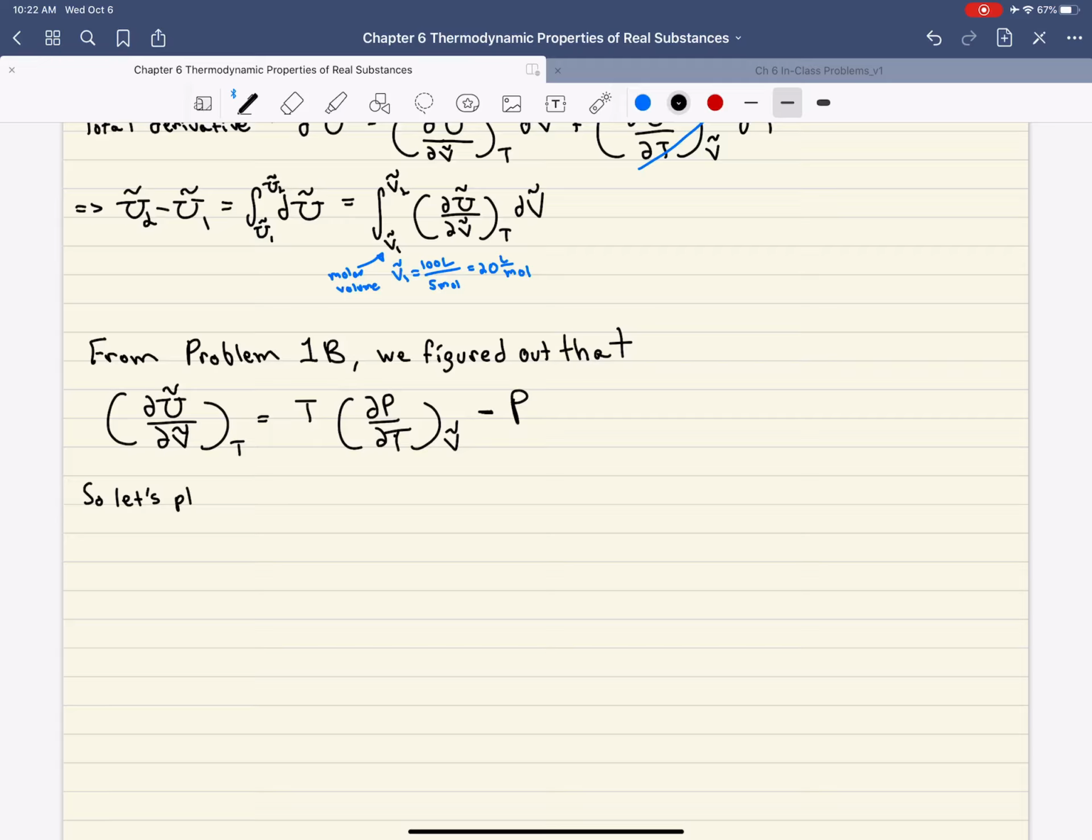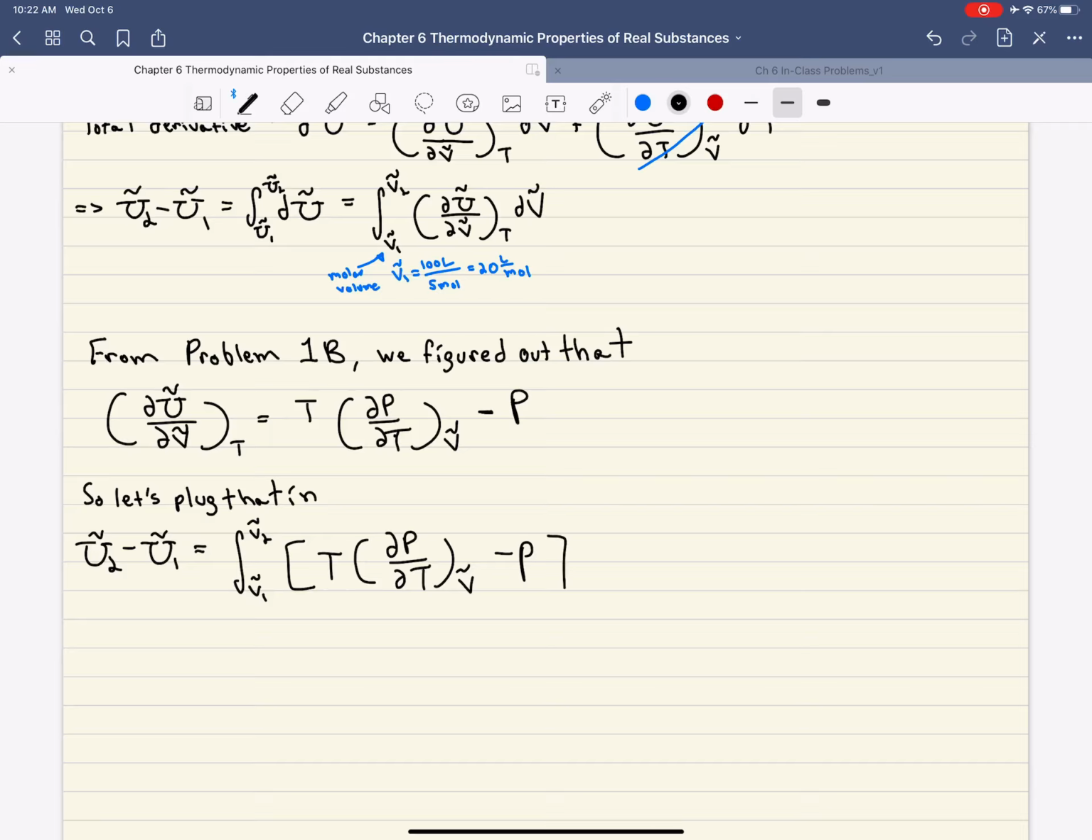So let's plug that in. So u2 minus u1 is equal to the integral from molar V1 to molar V2 of T times the partial derivative of P with respect to T at constant volume, minus P, dV. Okay? Alright, so to figure out our difference in internal energy, we would have to go through this calculation.